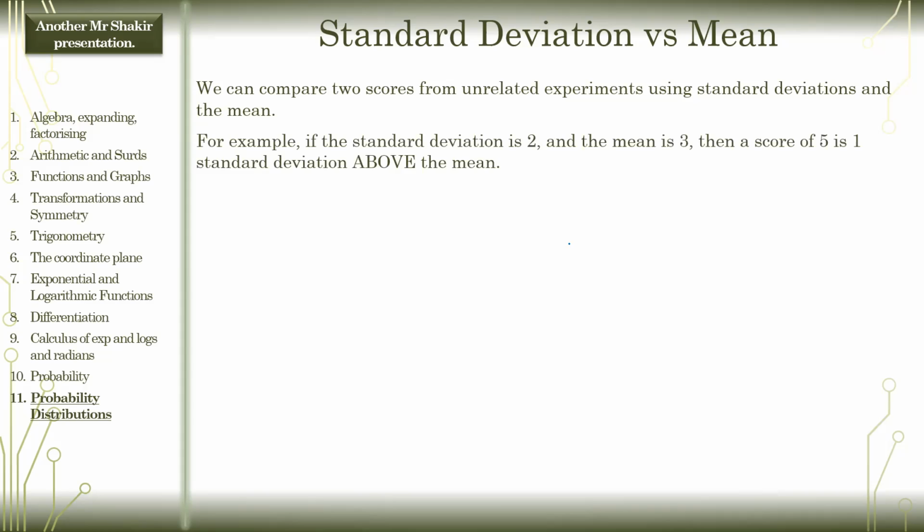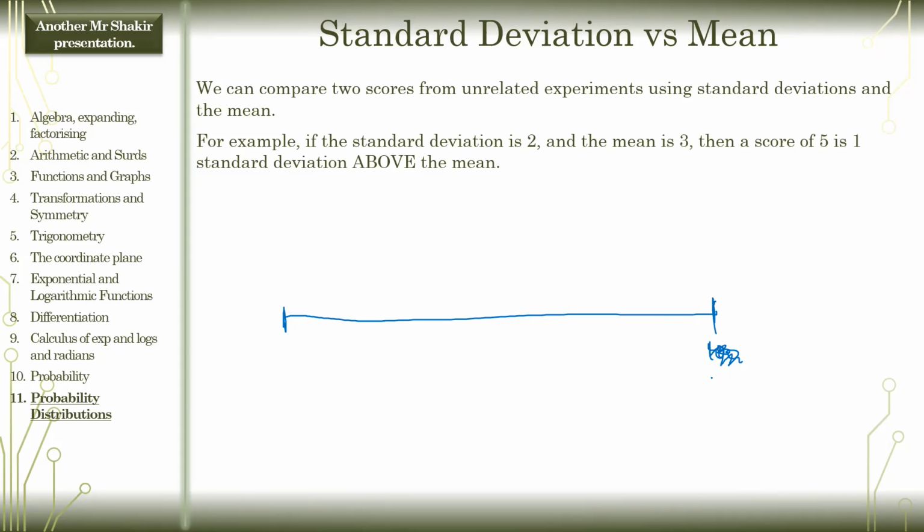Okay, so listen carefully, otherwise it's going to fly over your head and you'll be left very confused. If the standard deviation is 2 and the mean is 3, then a score of 5 is 1 standard deviation above the mean. So let's say, for example, you have a bunch of scores, and let's say that's the scores, right? 100. And let's say, oh no, 100.